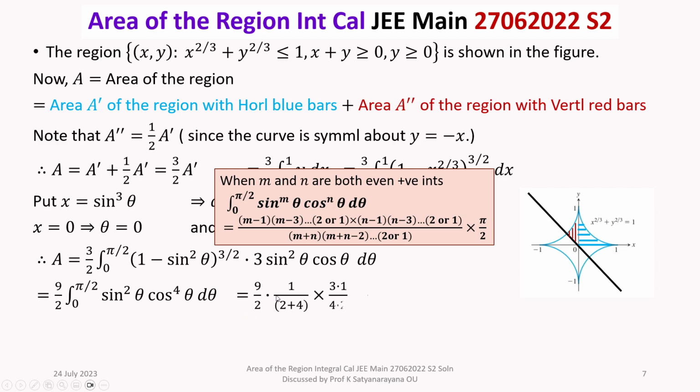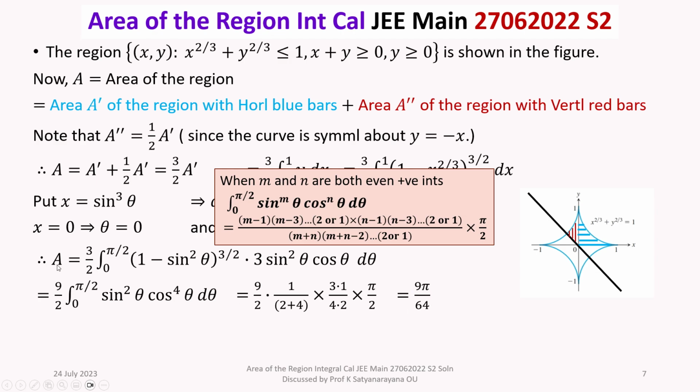This is equal to 9 by 2 into 1 by 2 minus 1. This is 2 minus 1 by 2 plus 4, 6. So take the 6 as your starting point. Go to 4. 4 minus 1, 3 by 6. From 6 subtract 2, 4. From 3 subtract 2, 1. Then from 4 subtract 2, 2 into pi by 2. So this is the formula which we have executed here, and when simplified it will be 9 pi by 64.